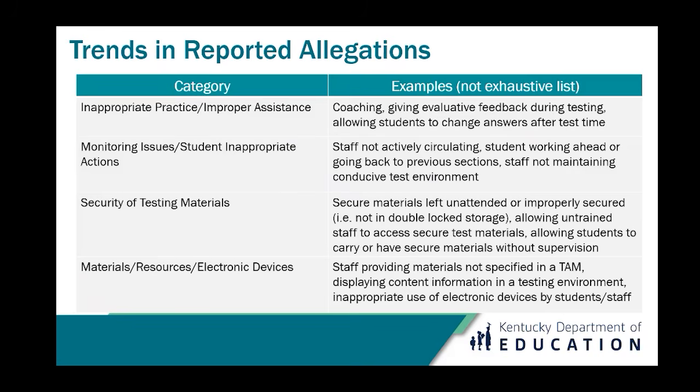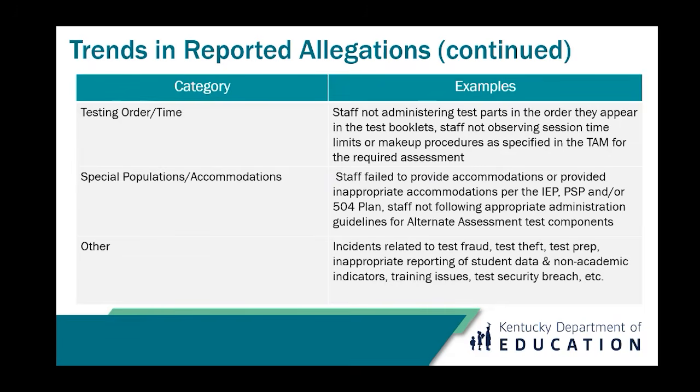Here are some categories of allegations and some examples. Please note that these examples are not an exhaustive list. Note how these align with other examples given previously in the allegation prevention best practice slides throughout the training. The allegation examples here discuss issues related to testing order, test time, accommodations for special populations, and other allegations related to test prep, training issues, or security breaches.